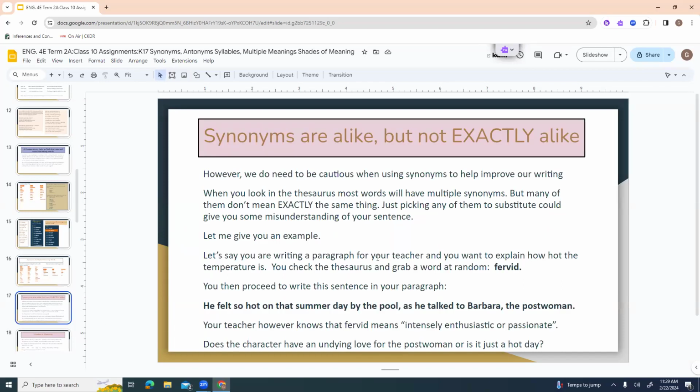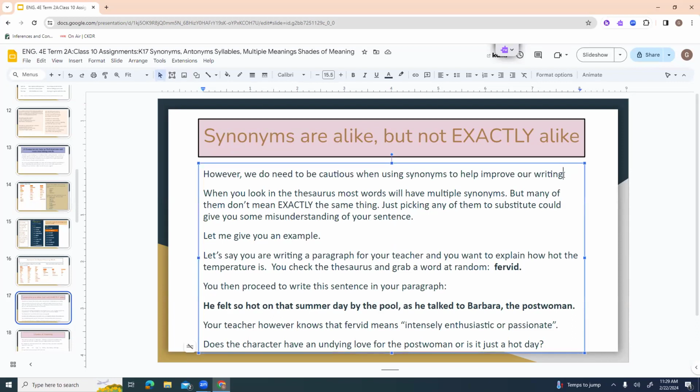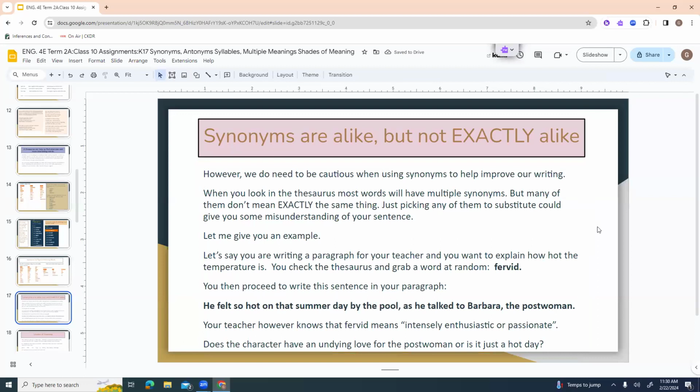Okay. The other thing, synonyms are alike, but they're not exactly alike. We need to be cautious when using synonyms to help improve our writing. When you look in the thesaurus, like we just saw, many words will have multiple synonyms, but they don't mean exactly the same thing. So just picking any one of them at random to substitute might give your reader some misunderstanding of your sentence.